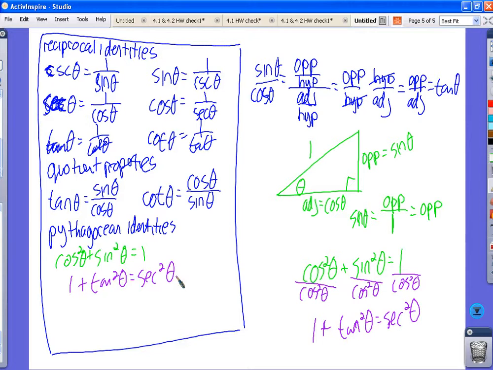We could do the same thing, only we divide by the sine squared on both sides, and we'll get the cotangent squared plus 1 equals the cosecant squared.